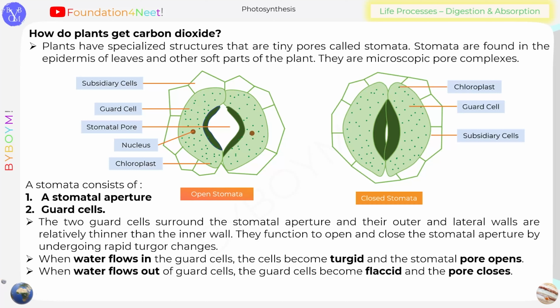So, how do these rapid turgor changes happen? When water flows into the guard cells, the cell becomes turgid and the stomatal pore opens, that you can see on the left hand side. When water flows out of guard cells, the guard cells become flaccid and the pore closes, that you can see on the right hand side.